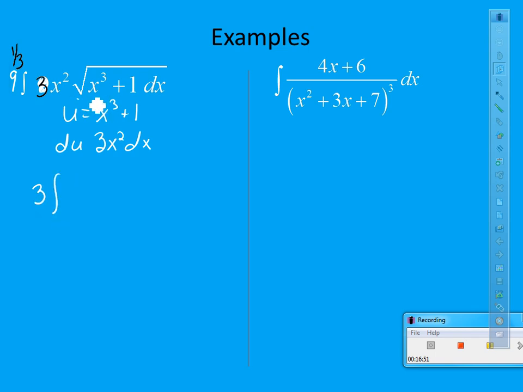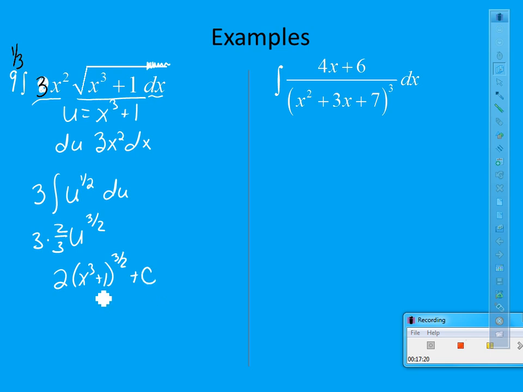Antiderivative of. This part becomes u to the 1/2. The 3x squared dx becomes du. And that's a typo, guys. That should not be underneath my radical sign. Add 1 to that, so I got 3/2, 2/3, and a 3. So my final answer, 2u, which happens to be x cubed plus 1 to the 3/2 plus c.